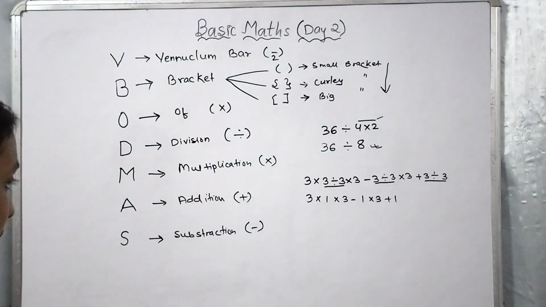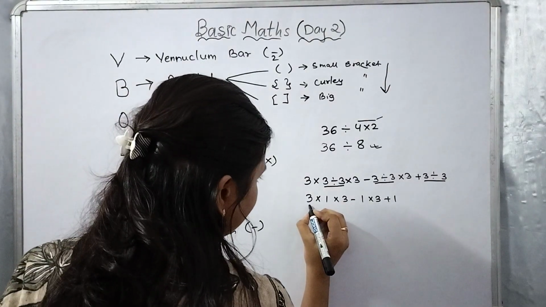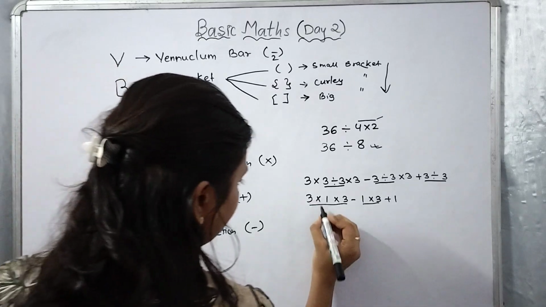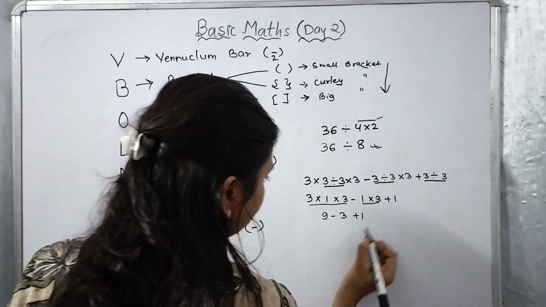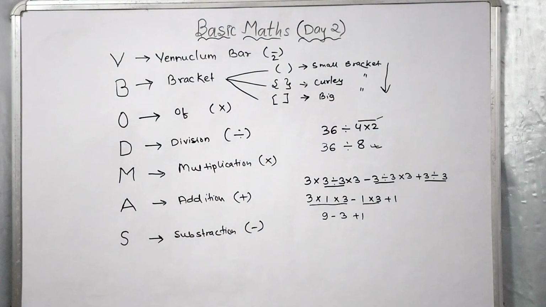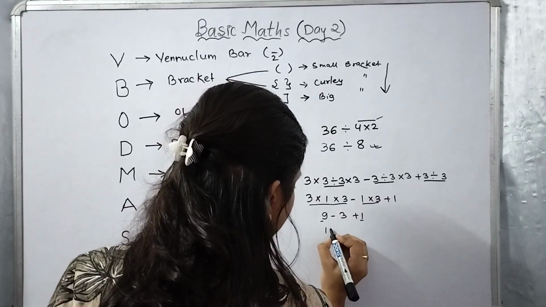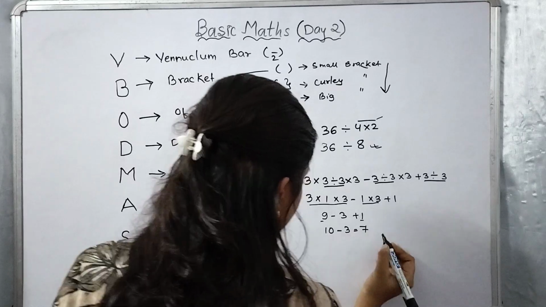Now after division we have to multiply. So you will check this. You need to multiply this and you need to multiply this. 3 3s are 9, 9 1s are 9. 9 minus 3 1s are 3, plus 1. Now you need to add this. So you will add 9 plus 1 is 10. 10 minus 3 is 7.